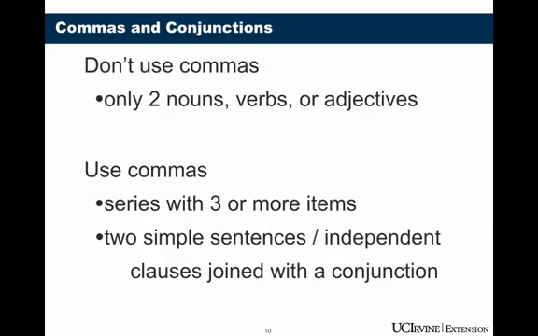Let's review. Remember, you don't use commas when you have only 2 nouns, or only 2 verbs, or only 2 adjectives. You do use commas when you have a series with 3 or more items. So that could be 3 nouns, or 3 adjectives, or 5 verbs. Then you would use a comma. You would put a comma after each item.